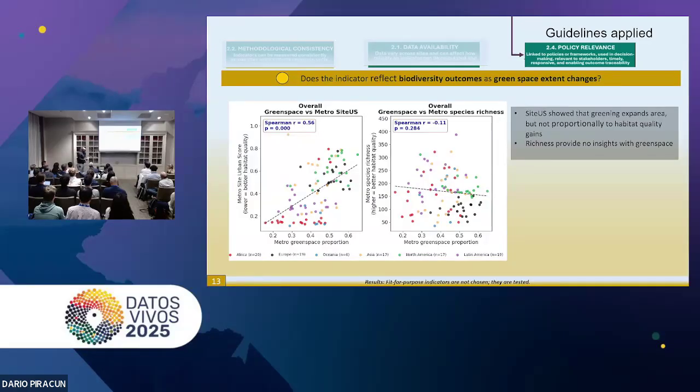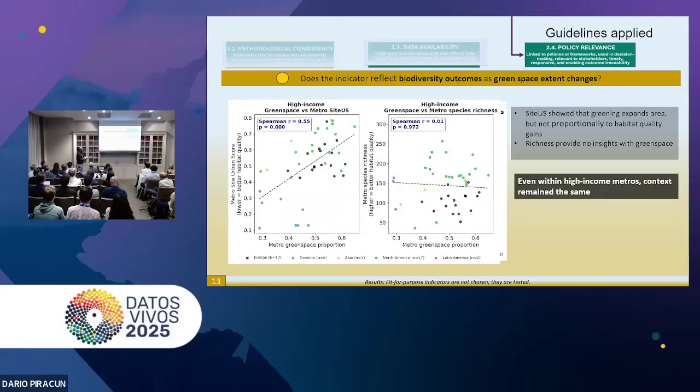But we get more questions. Maybe this is not real. We try to subset the cities, looking at high income cities, where we believe that they have management of those green spaces. Again, the site-based metrics was also showing that the larger proportion doesn't really mean better habitat quality. Again, the species richness was not really showing any relationship in terms of greening policy.